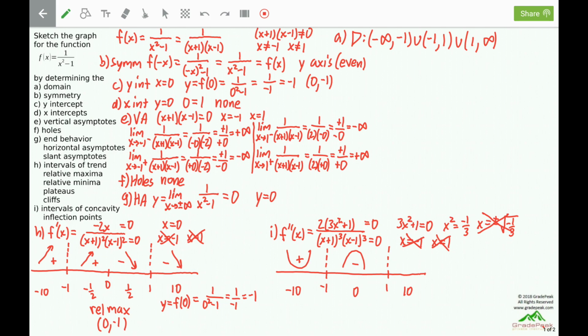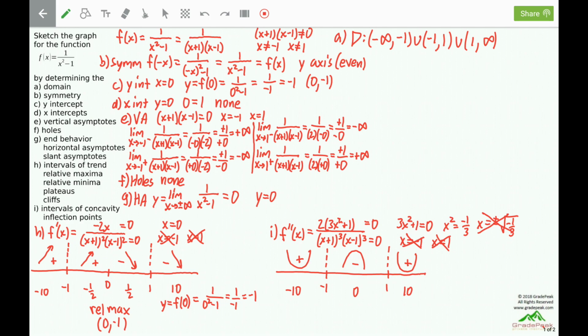Plugging in the test value of positive 10 to the portion of the second derivative that matters, 10 plus 1 is positive, positive cubed is positive. 10 minus 1 is positive, positive cubed is positive, positive times positive is positive. We have a positive second derivative. This corresponds to concave up.